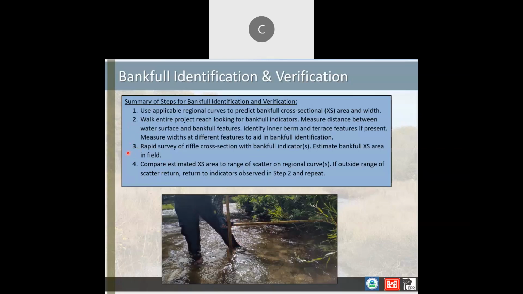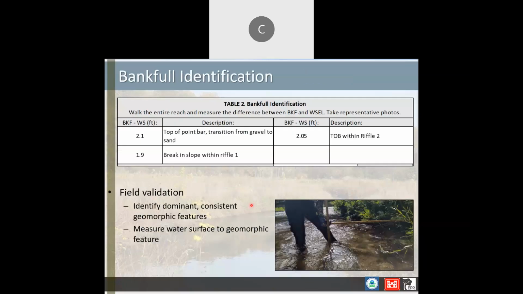Once you've identified a geomorphic feature, or maybe you've identified multiple geomorphic features and you're not sure which one's bankful, you will then perform a rapid survey of a riffle cross-section so that you can calculate or estimate the bankful cross-sectional area, and then go back to your regional curve to determine which feature you identified is bankful, or determine if the one feature you saw is consistent when you test it against the regional curve. So on the field sheet, table 2 is for bankful identification.